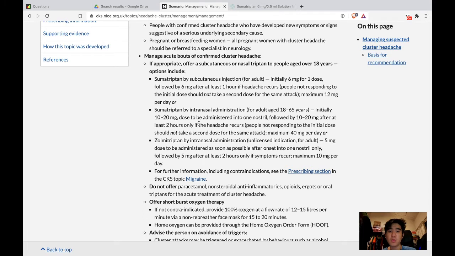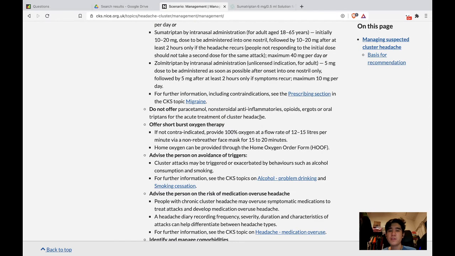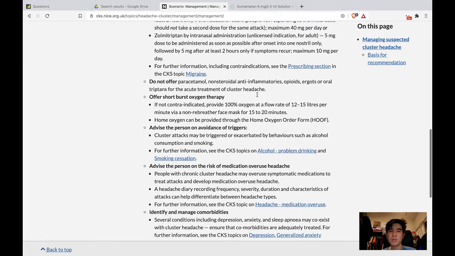Or there's the other option of sumatriptan by intranasal administration for adults aged 18 to 65 years, initially 10 to 20 mg dose to be administered into one nostril, followed by 10 to 20 mg after at least 2 hours, only if the headache recurs. People not responding to the initial dose should not take a second dose for the same attack, maximum of 40 mg per day. Or the third option, zolmitriptan by intranasal administration, unlicensed indication for adults, 5 mg dose to be administered as soon as possible after onset into one nostril only, followed by 5 mg after at least 2 hours, only if symptoms recur, maximum 10 mg per day. For further information, including contraindications, see the prescribing section in the CKS topic of migraine.